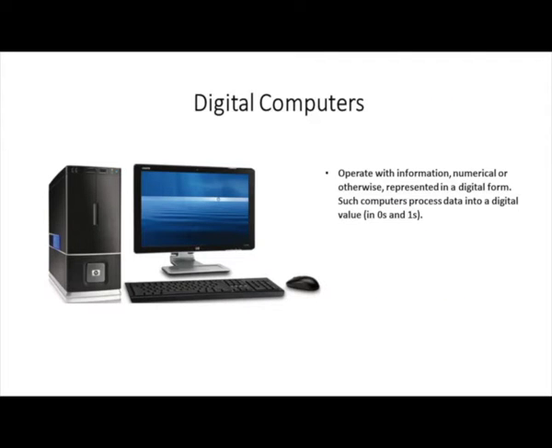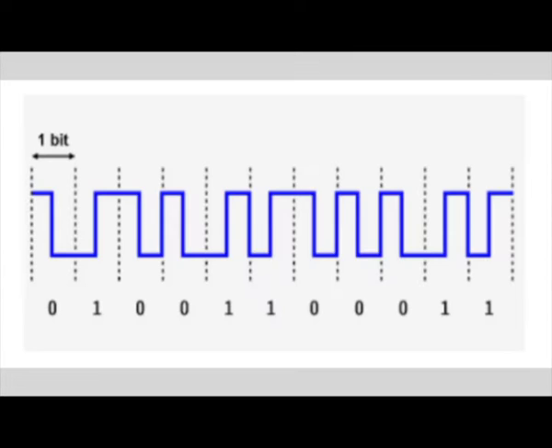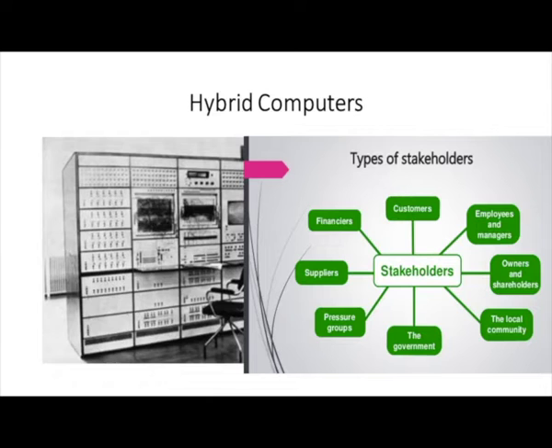Digital computers are those that operate with information, numerical or otherwise, represented in a digital form. Such computers process data into digital values in zeros and ones. They give results with more accuracy and work at a faster rate. Hybrid computers incorporate the measuring feature of an analog computer and the counting feature of a digital computer. For computational purposes, these computers use analog components.